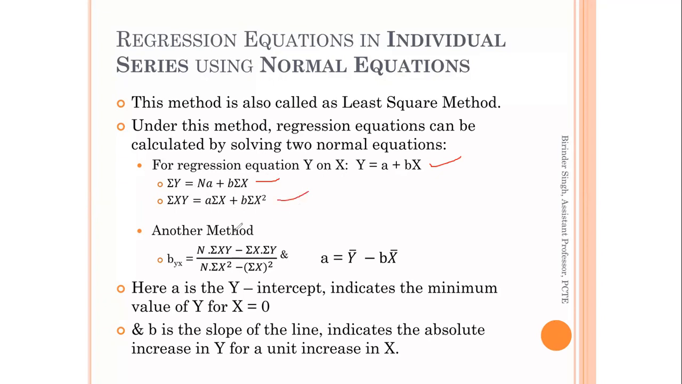Another method of finding this is byx is equal to n sigma xy minus sigma x into sigma y, divided by n sigma x square minus sigma x whole square. That also you can find out. Or if I want to find a, I can find a is equal to y bar minus b x bar. That also you can use.